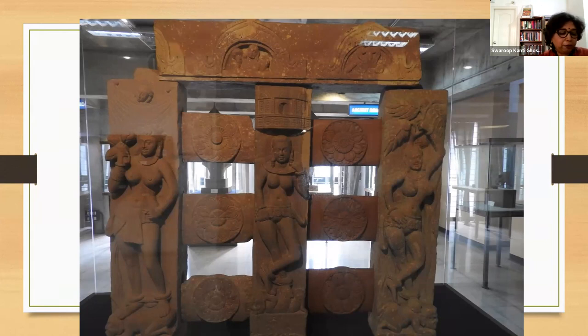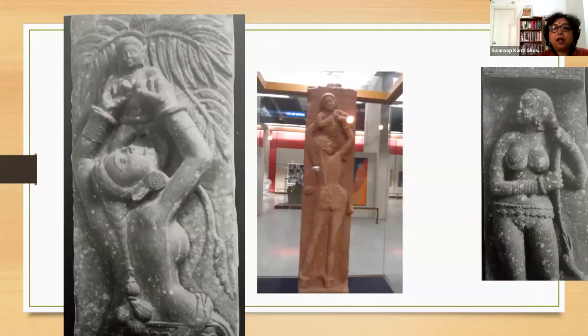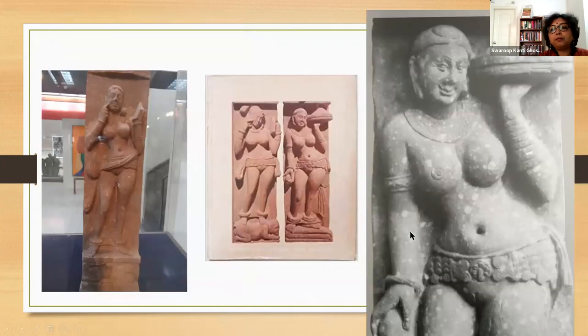As a general rule, we find female figures, often identified as Shalabhanjika, on the obverse side of the pillars. The inner side is decorated by lotus motif. Elements of quotidian practices lay hidden within the depiction of the female figures. The everyday activities of the ladies include, for example, here we have the lady playing with the child.